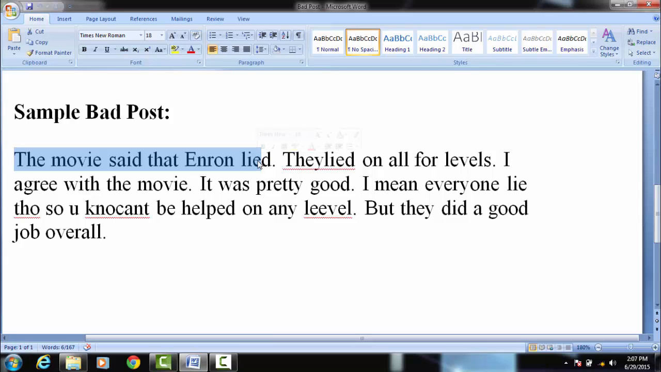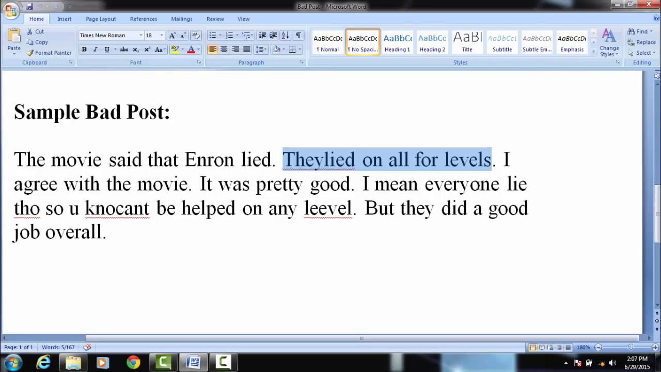Instead of focusing on the director as the prompt asks, the student makes the movie itself the subject of the sentence. This sentence does not answer the question. The following example given is vague and unclear. You'll see that here. They lied on all 4 levels. What levels, first of all, are the student referring to, and who lied, the movie or Enron's executives? If the latter, there are no examples of what they lied about.